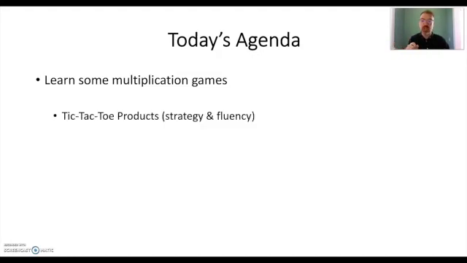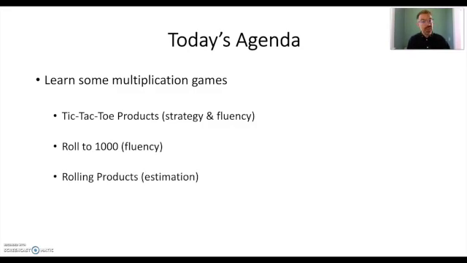We're going to learn tic-tac-toe products, which is helpful for strategy as well as multiplication fact fluency. We're going to learn roll to 1,000. It's particularly helpful for multiplication fact fluency. And then we're going to play a game called rolling products, which is going to help you a little bit more with that estimation piece. After that, you're going to leave feeling confident about multiplication.